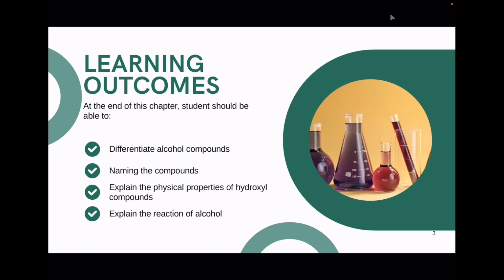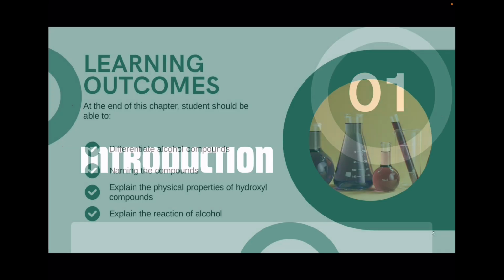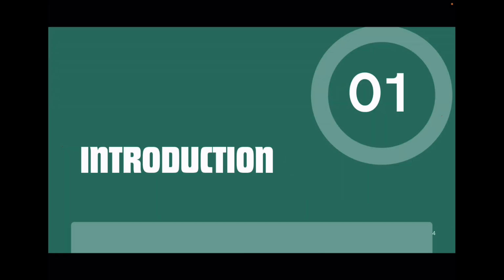So at the end of this chapter, students should be able, first of course, to differentiate the alcohol compound, especially the classification of alcohol, and then name the compound from the molecular structure, explain the physical properties of hydroxyl compound, and also explain the reaction of alcohol. Okay, we start with the introduction of alcohol.